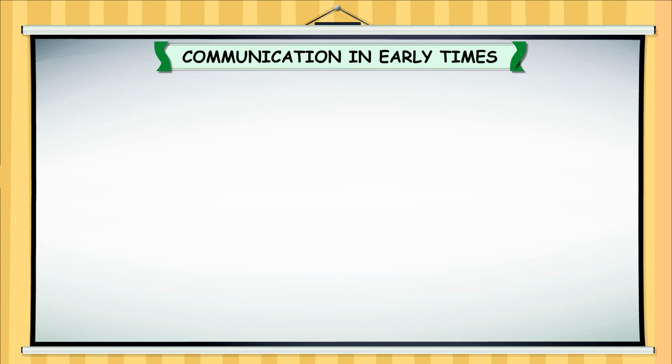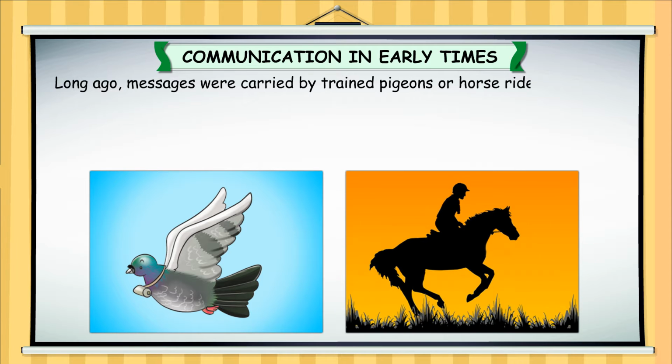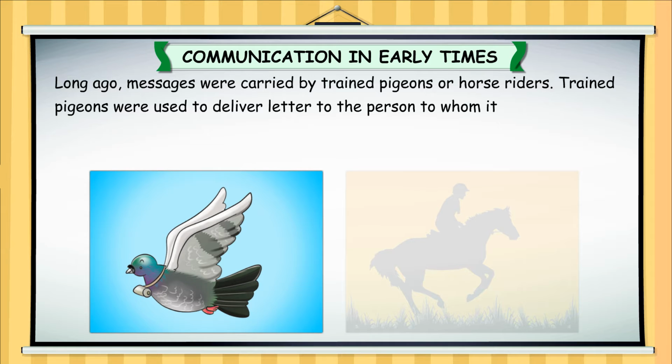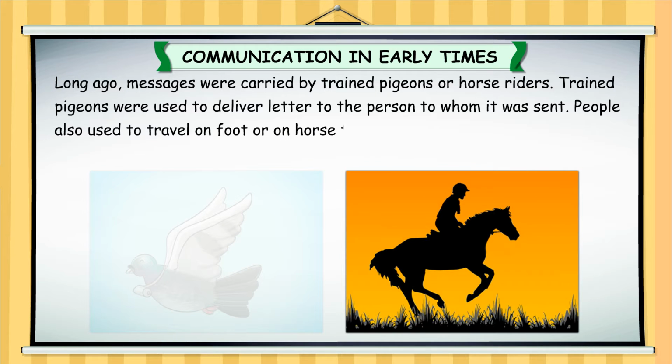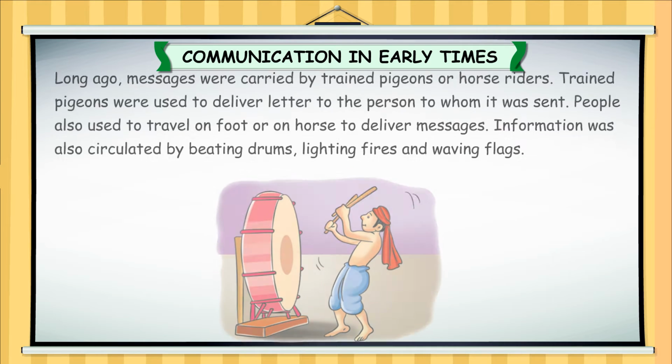Communication in early times. Long ago, messages were carried by trained pigeons or horse riders. Trained pigeons were used to deliver letters to the person to whom they were sent. People also used to travel on foot or on horse to deliver messages. Information was also circulated by beating drums, lighting fires and waving flags.